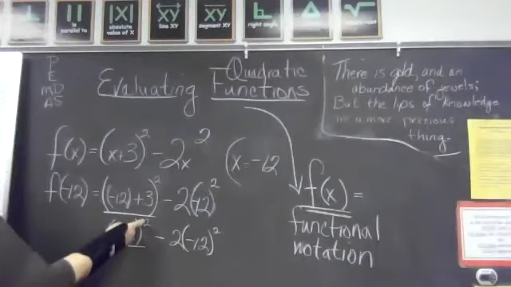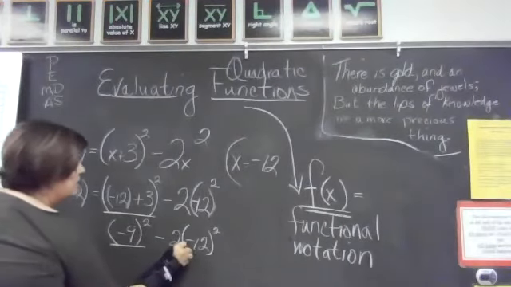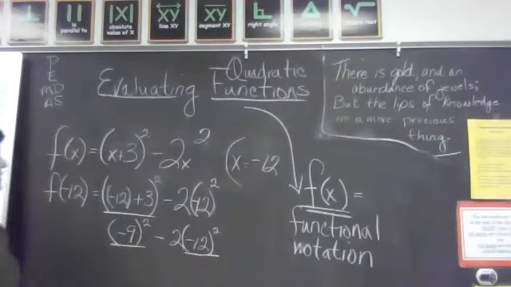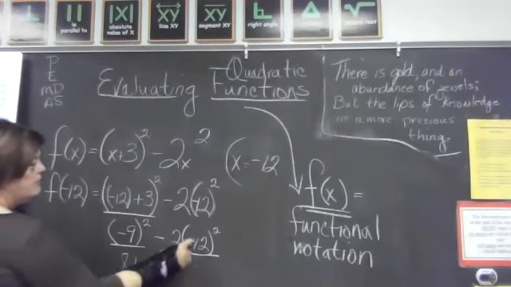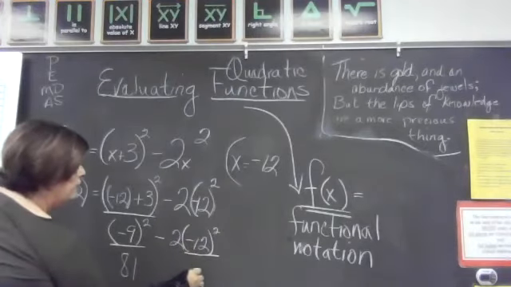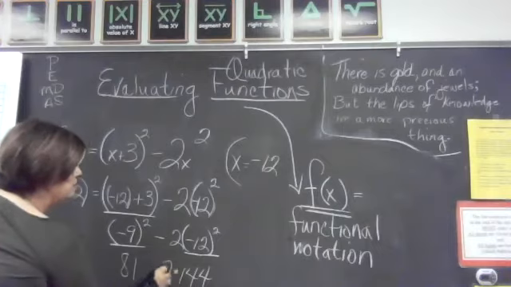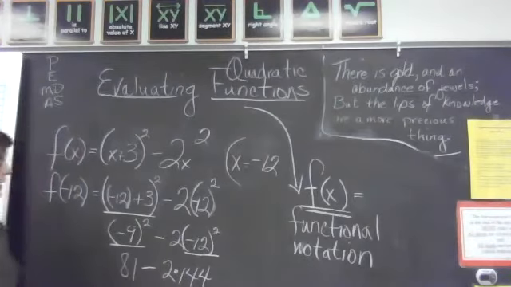So I'm going to calculate this one because it has an exponent, and this -12 squared, which has an exponent. Okay, so this becomes 81. This becomes 144 positive. Anything squared is positive. And then write the rest of the problem down. Are you all following me here?